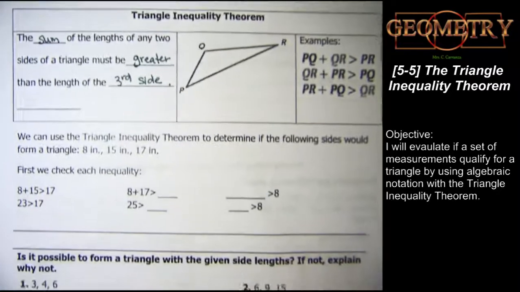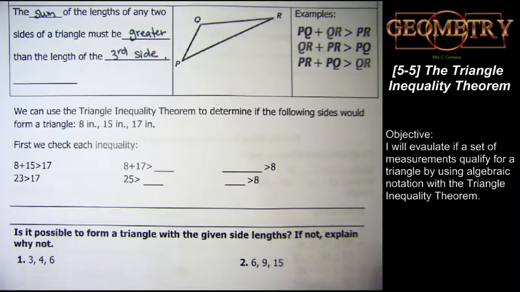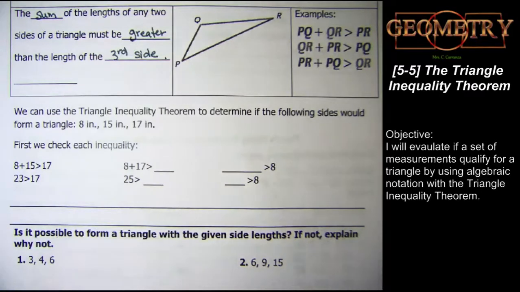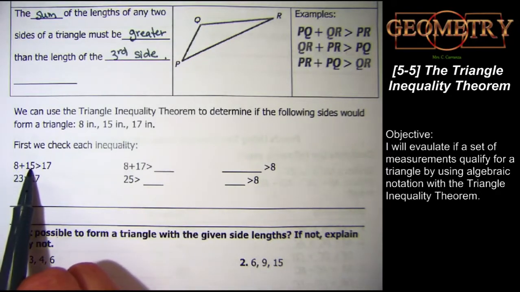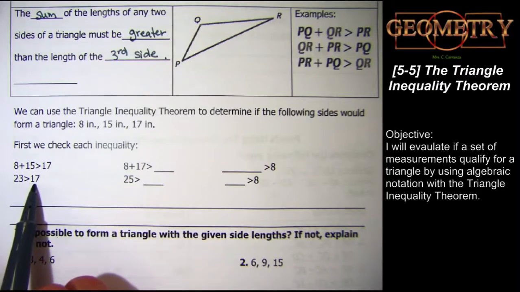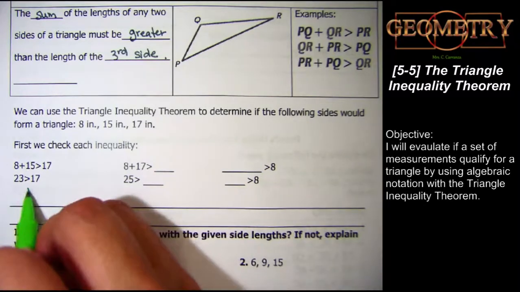So let's practice. We're going to use the triangle inequality theorem to determine if these three measurements, 8 inches, 15 inches, 17 inches, if I handed you a piece of paper that long, if you could actually make it into a triangle without having to do it. So we're going to do 8 plus 15 is 23. Is 23 bigger than 17? Yes, so far so good.